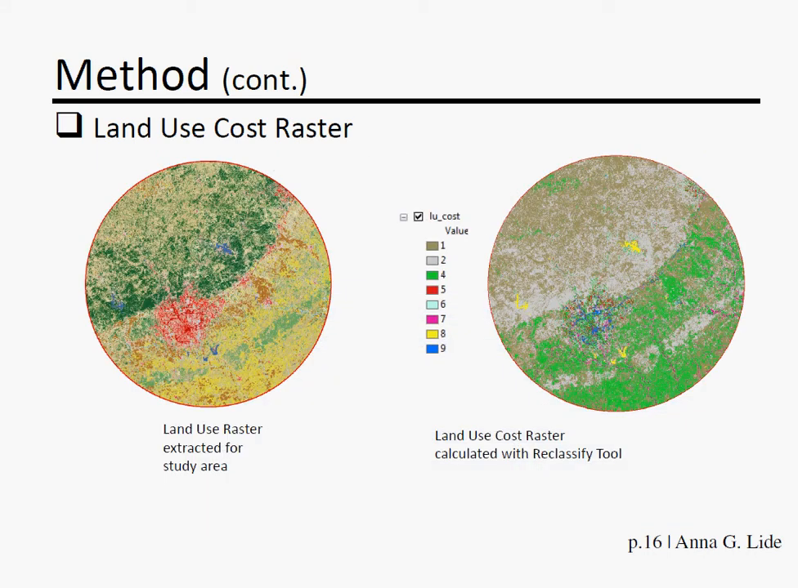The land cover cost raster is developed from the reclassify tool. The open land shows the lowest cost. The open water and high development have the highest cost rank.